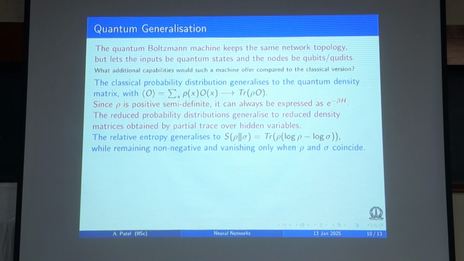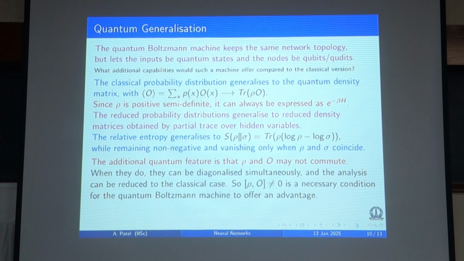So where is the difference? The difference comes from the fact that this rho and O, which are both Hermitian objects, may not commute. And this is the only way quantum mechanics can enter this description. All this other stuff goes through without any problem.